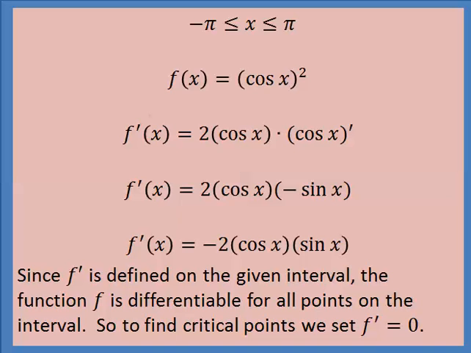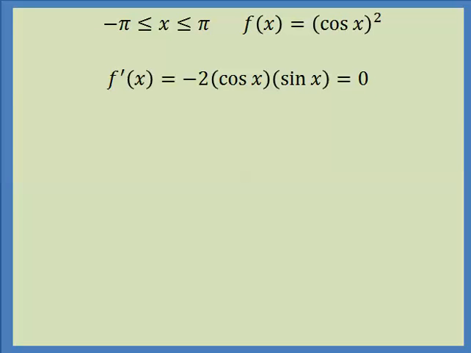And the reason why I talk about this differentiability is that you may remember a critical point is a point either where the derivative does not exist or where the derivative equals 0. And since the derivative exists everywhere, if there's a critical point, it has to occur where f prime equals 0. So what values of x make f prime equal to 0?